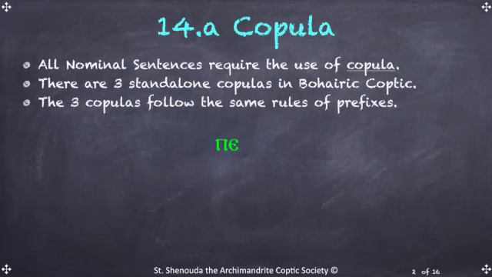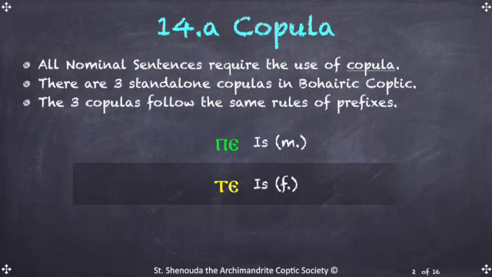There are three copulas in Bohairic Coptic, and they all follow the same rules as Coptic prefixes. For example, pe is a singular masculine copula. Te is a singular feminine copula, and ne is a plural. All the copulas are translated as verb to be, but they're actually not verb to be.